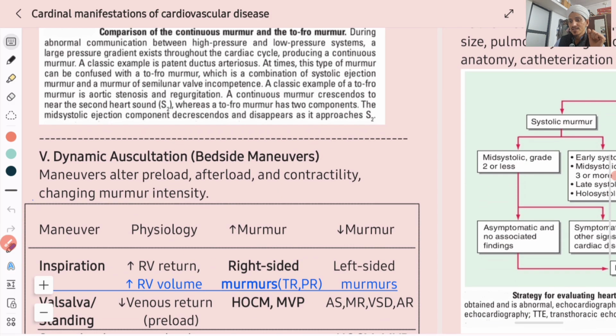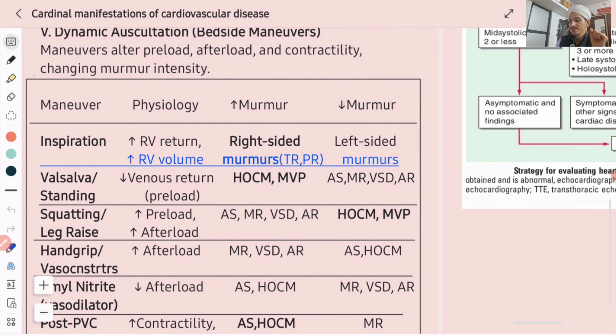Dynamic auscultation is one thing. What is this dynamic auscultation? It is nothing but maneuvers. Some maneuvers alter the preload, afterload, and contractility of the heart, and hence alter the intensity of the murmur. So that is known as dynamic auscultation. As you know, in inspiration there will be increased right ventricular return and right ventricular volume. So right-sided murmurs will increase and left-sided murmur intensity will decrease.